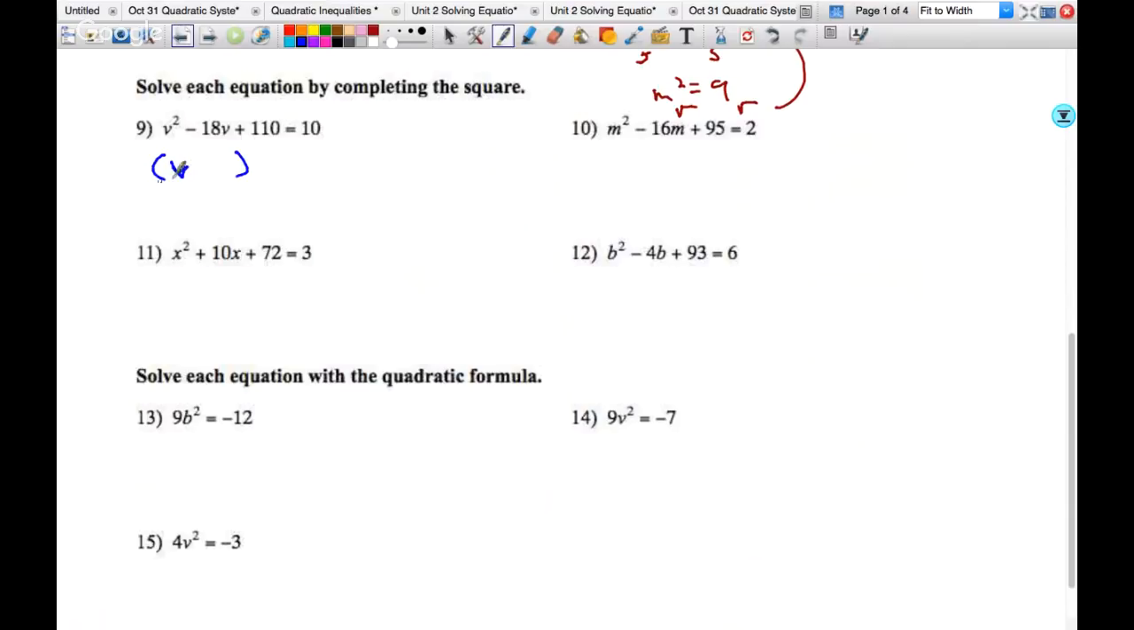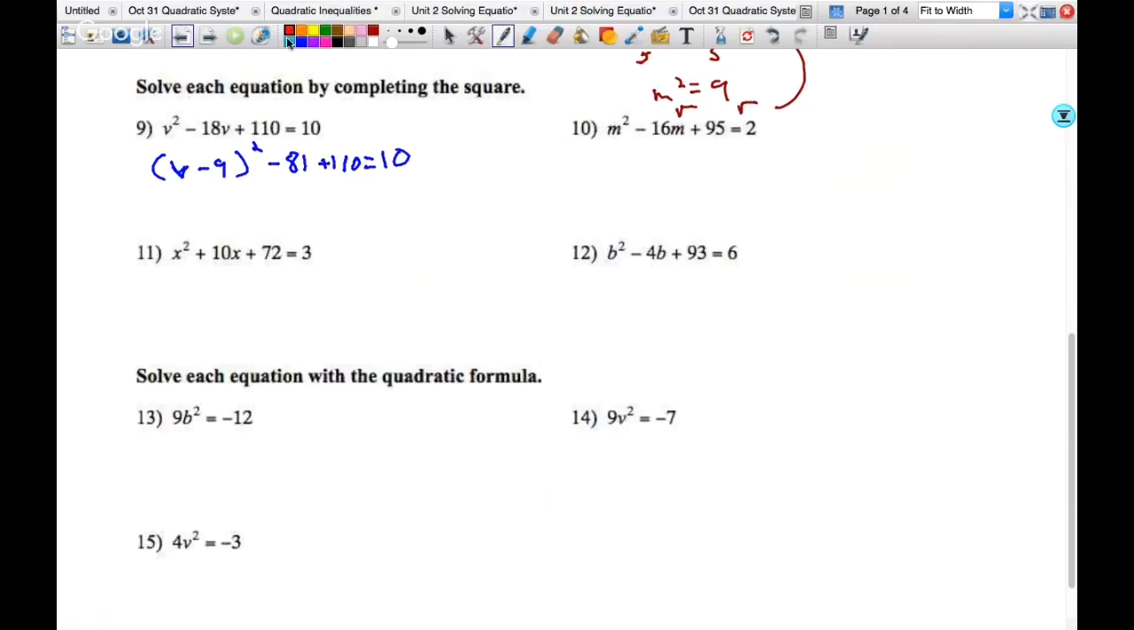So I put a v there, put some parentheses. This number here is always half of our b value. So this is going to be a minus 9 squared. Now that minus 9 is going to give us some extra. It's always this number squared. Negative 9 squared is 81, so we want to subtract away 81. Then we want to keep every other number that's in the original equation.